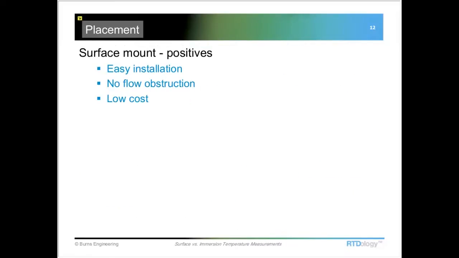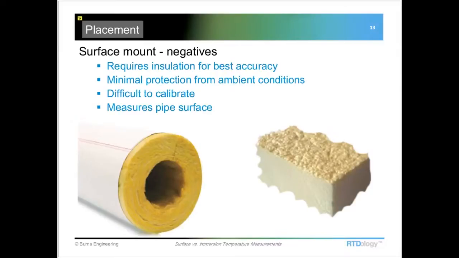So if we look at some of the pros for surface mounts, they're very easy to install. You don't have to cut up your piping or the tank or anything. Just slap it on the outside, insulate it, and there you go. Works real well for small diameter lines where you don't want to obstruct the flow, and most of these are very low cost. They do need insulation of some type, and if it's an outdoor application, you need to use some type of waterproof insulation or put some kind of a shelter over it to keep it dry.